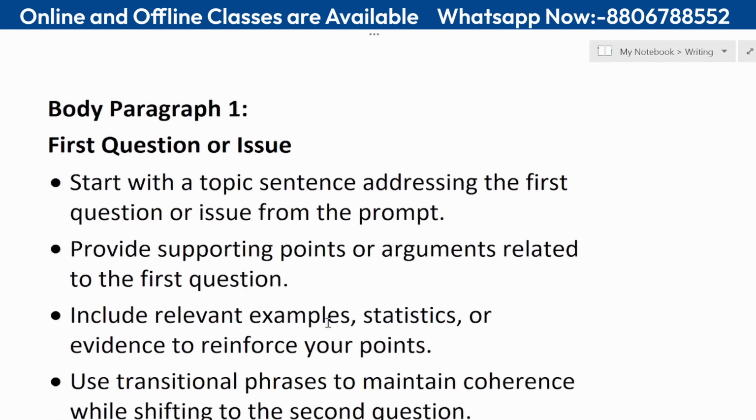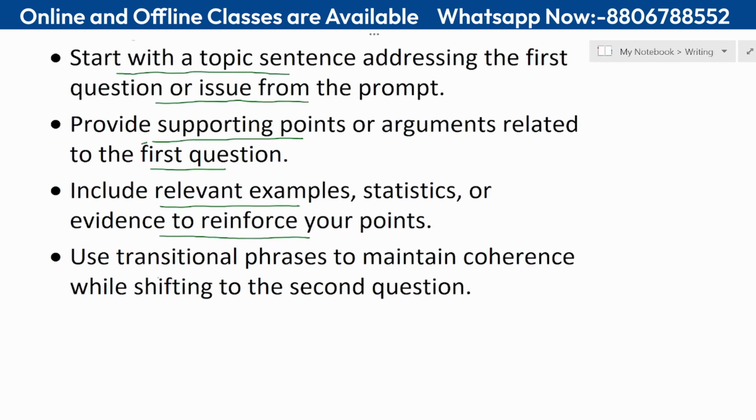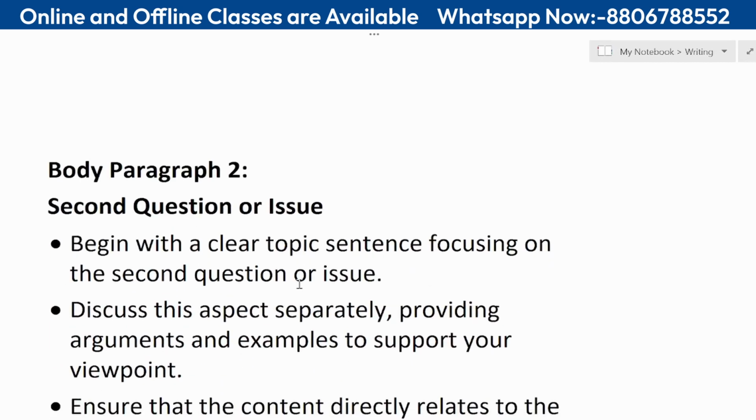Now when it comes to your body paragraph 1, you need to cater to the first question or issue first. Start with a topic sentence addressing the first question or issue from the prompt. Provide supporting points or arguments related to the first question. Include relevant examples, statistics, or evidence to reinforce your points. And lastly, use transitional phrases to maintain coherence while shifting to the second question. So this should be included in your body paragraph 1.